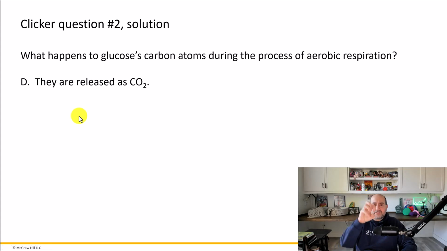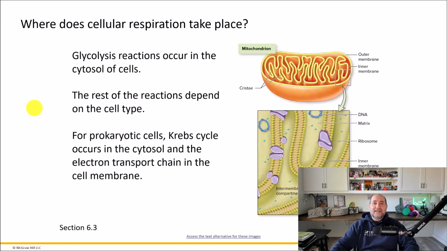We harvest all the hydrogens. We give the hydrogens to the electron carriers called NAD or FAD. Those NADH and FADH2 carry those electrons, those hydrogens, to the final stage, which is called oxidative phosphorylation. And those electrons power the final stage to give us the lion's share of that ATP. Isn't that neat? And again, where does cellular respiration take place?